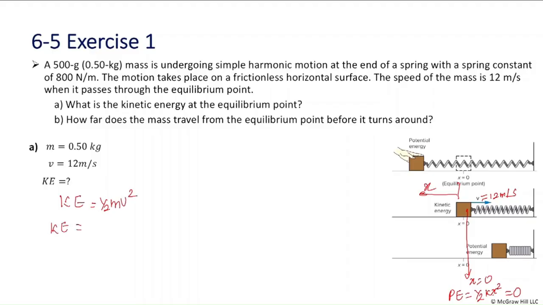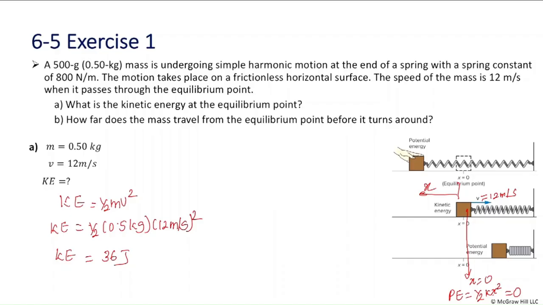And we know the mass, it is given, 0.5 kilogram, and speed is 12 meters per second. So all these parameters are given. You just have to substitute and get the answer. So you should get the kinetic energy is 36 joules. So the kinetic energy at the equilibrium is 36 joules. Next, move into part B.